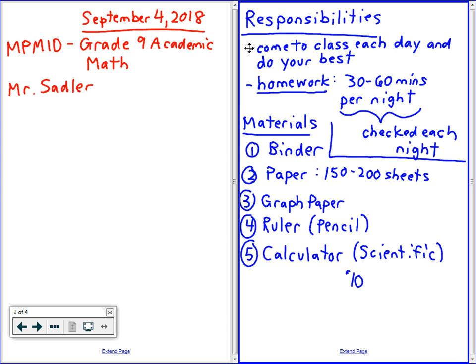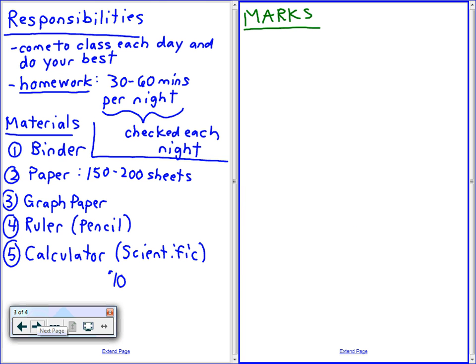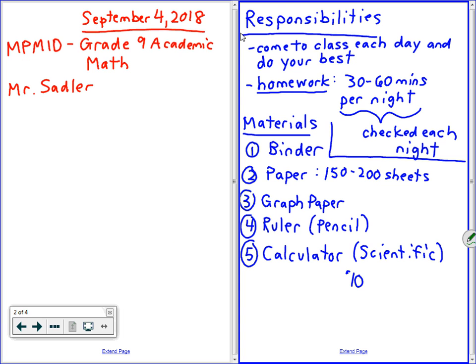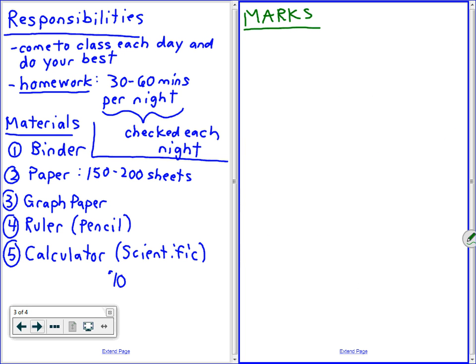Okay, next up is marks. You can get your marks from me whenever you want. I have them all on the computer. You can ask them whenever you want, okay? We're going to have, I believe, a test and an assignment every other Tuesday. Our first one is going to be, I'll find the date, I'm not sure right now, okay?